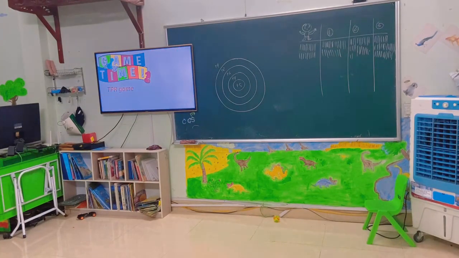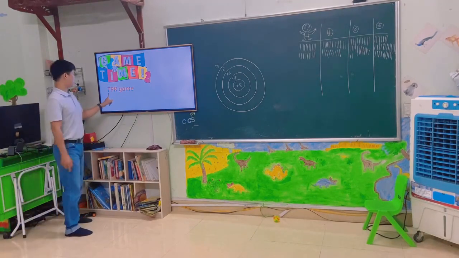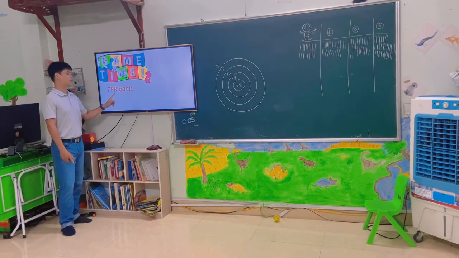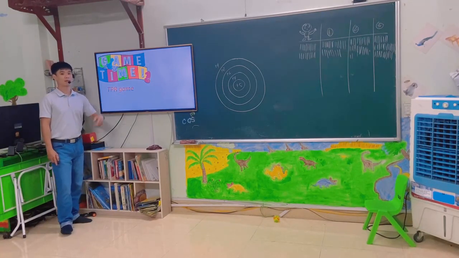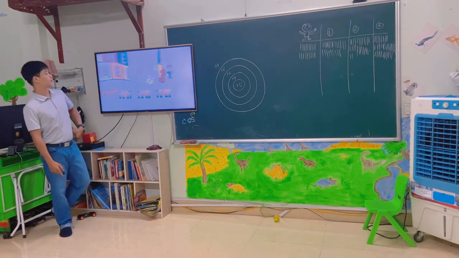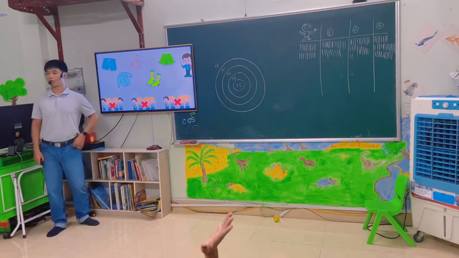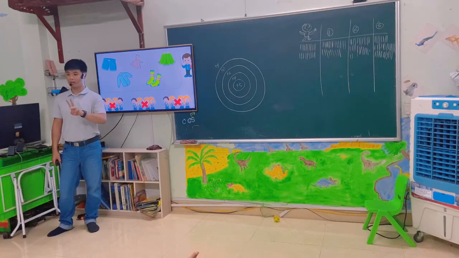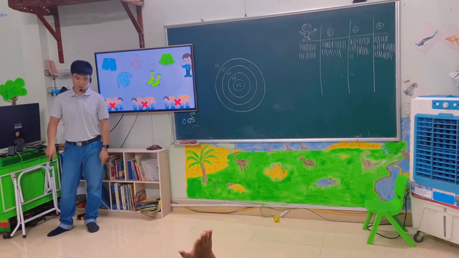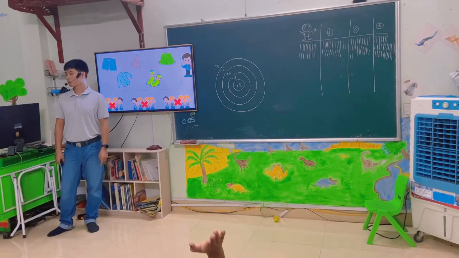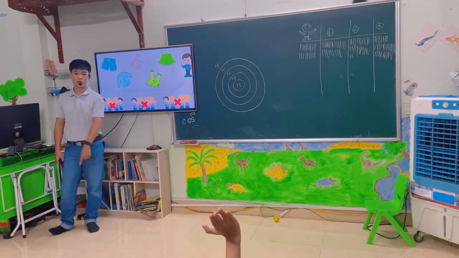Okay, so now let's come to the next game. The next game is called TBR. And the TBR game is like this. Everyone look here. Yes, today we have three groups. So basically one student from each group will come here.